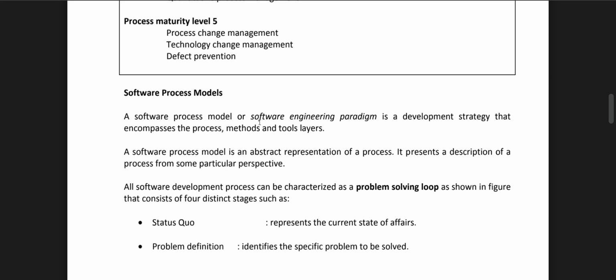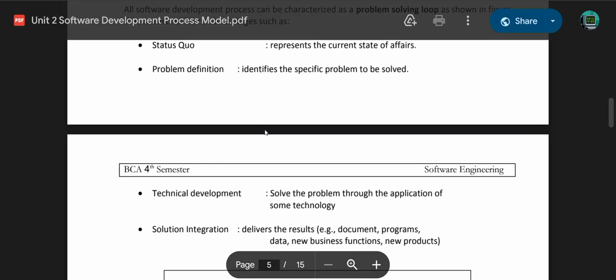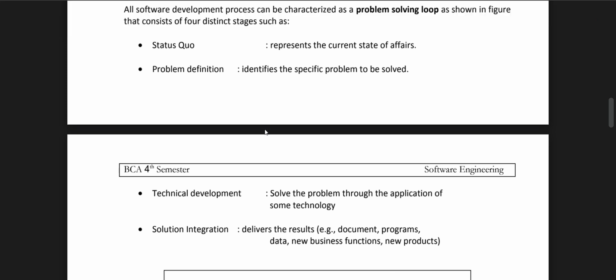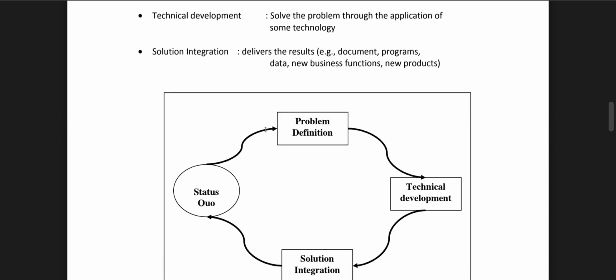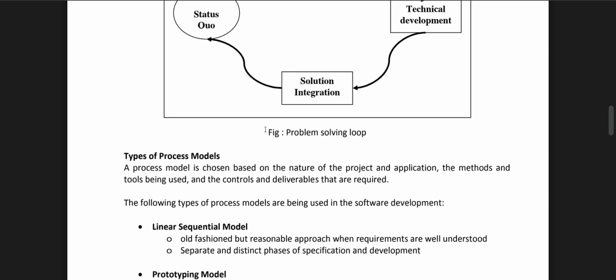All software development processes can be categorized as the problem solving loop, as shown in the figure, that consists of four distinct stages. Status quo represents the current state of affairs. Problem definition identifies the specific problem to be solved. Technical development solves the problem through the application of some technology. Solution integration delivers the result, for example a document, program, data, new business function, or new product.